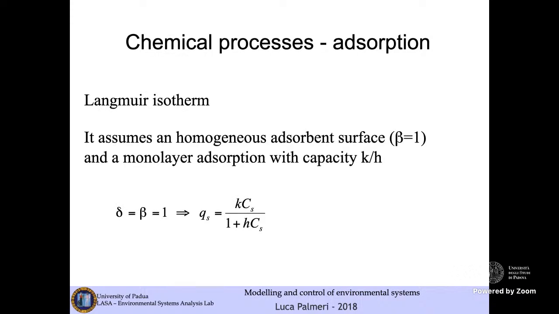Another flavor of these adsorption models is the Langmuir isotherm. In the Langmuir isotherm, the assumption is that of a homogeneous adsorbent surface. In this case, we may set the exponent of the concentration in the liquid phase, beta, equal to 1. And the assumption is that of a monolayer adsorption with a capacity that is exactly K divided by H. And in this case, if we put delta equal to beta equal to 1, we obtain this very simple equation.